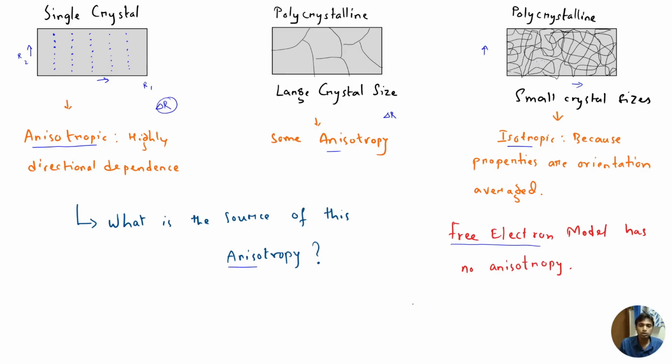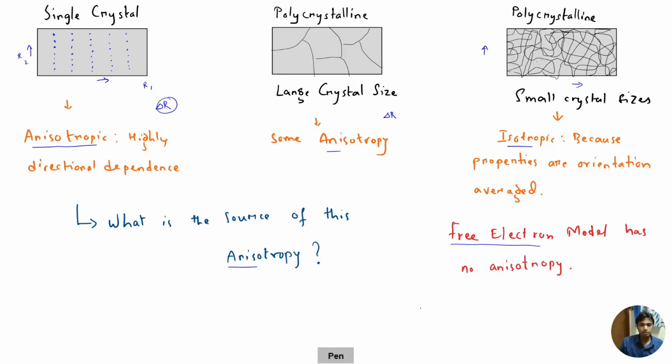In the free electron model, if you remember, what is the conductivity? It was N e squared tau over m. Here there was no parameter which will tell you about the direction. But as soon as you introduce this crystallinity, you will have directional dependence. So that is about it.